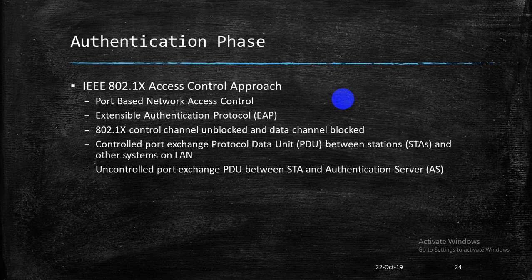And now here is the authentication phase. In the authentication phase, IEEE 802.1X is used as an access control. It's a port-based network access control, as we said before, and it uses the Extensible Authentication Protocol, which we will discuss briefly later in key management.